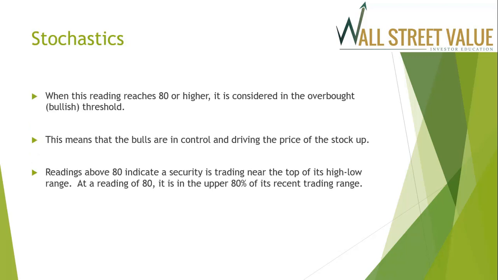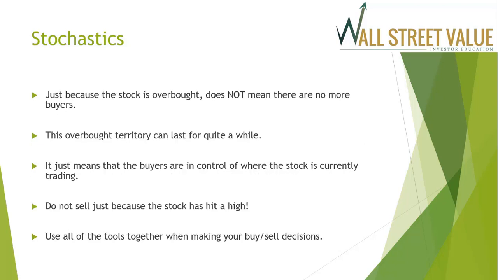And when the reading reaches 80 or higher, it's considered overbought, the bullish threshold. This means that the bulls are in control and driving the price of the stock up. Readings above 80 indicate a security is trading near the top of its high-low range. At a reading of 80, it's in the upper 80th percentile of its recent trading range.